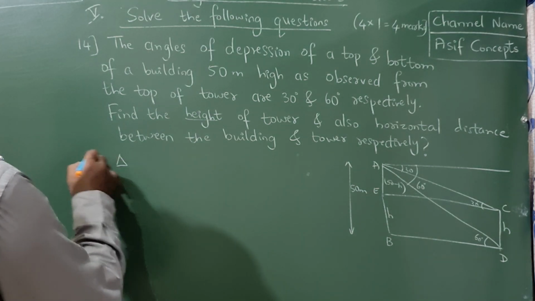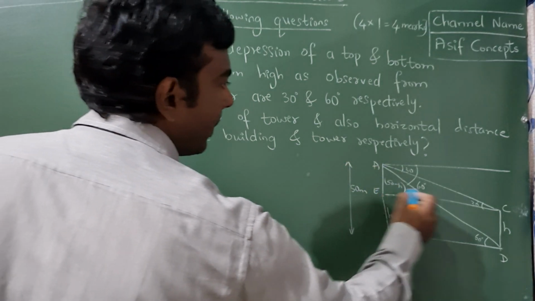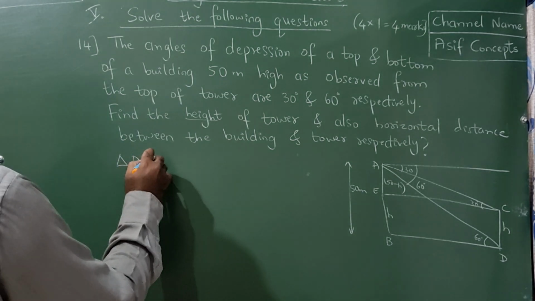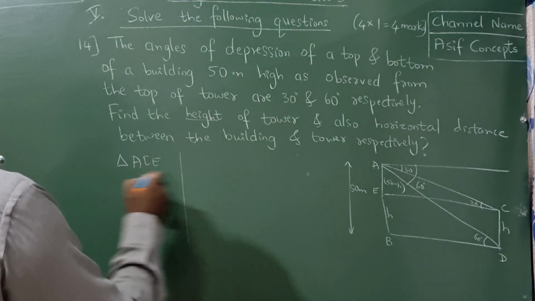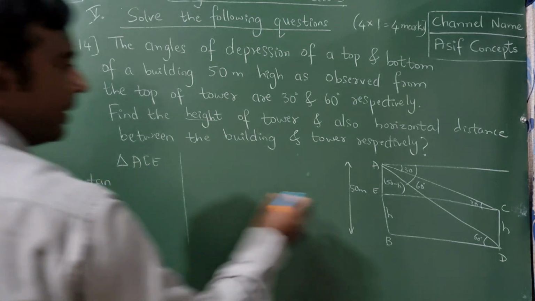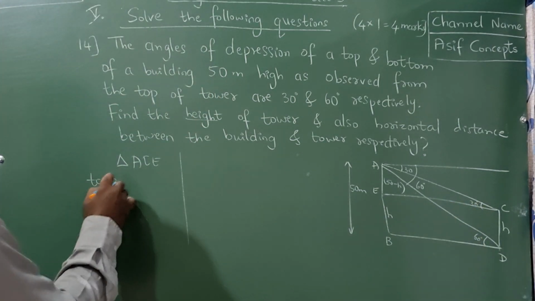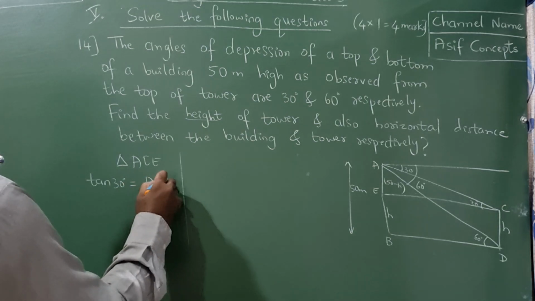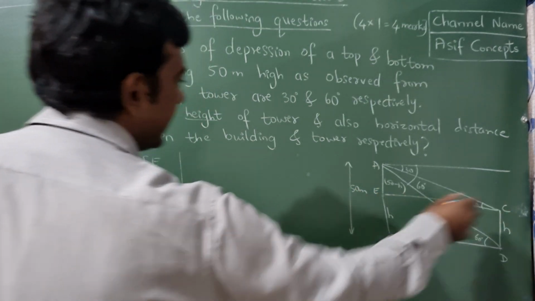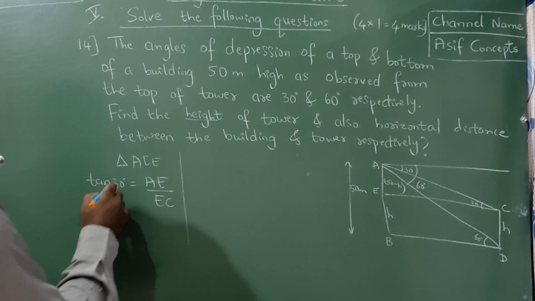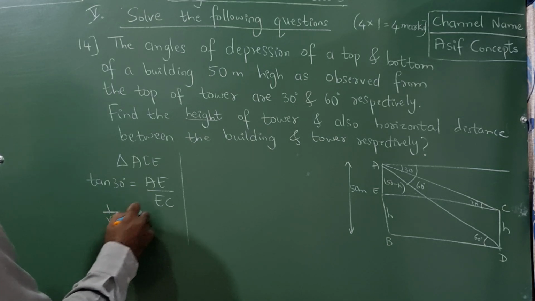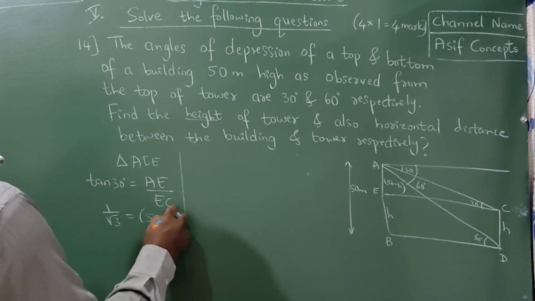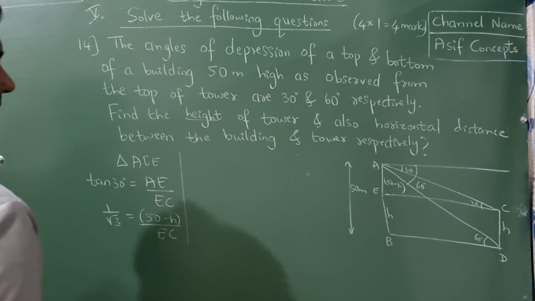Now in triangle ACE, I am going to consider ACE. Then tan 30 degrees is equal to AE by EC. Tan 30 is 1 by root 3, which is equal to AE, that is 50 minus H, divided by EC.